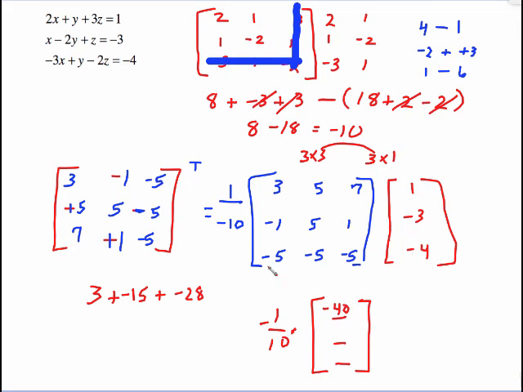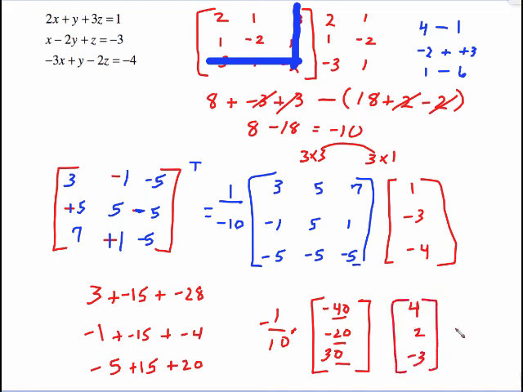This row times this column, negative 1 times 1 is negative 1, plus 5 times negative 3 is negative 15, plus 1 times negative 4 is negative 4, which gives me negative 20. Bottom row times the column, negative 5 times 1 is negative 5. Negative 5 times negative 3 is positive 15. Negative 5 times negative 4 is positive 20, which gives me 30. And then I need to multiply each of those by negative 1/10, which gives me 4, 2, negative 3 in matrix form, which means the ordered triple 4, 2, negative 3. And you can check that by plugging those back in to those 3 equations.